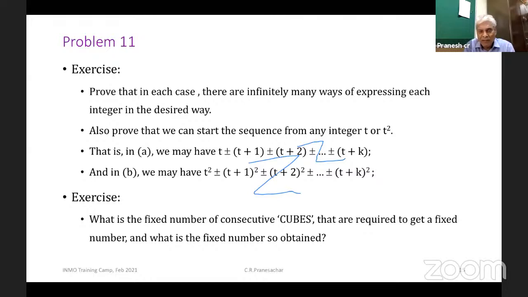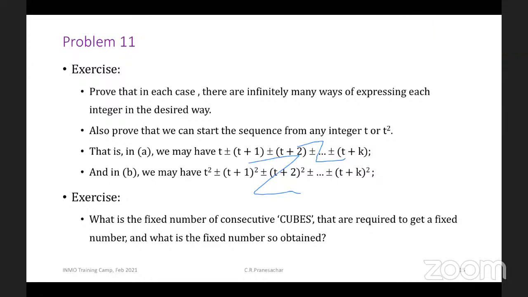You can take the first 8 cubes. You don't have to take n cubed, etc. N plus 1. You can take 1 cubed minus 2 cubed, etc. Okay. That will be a fixed number. But how did we get any idea that 8 cubes will work?